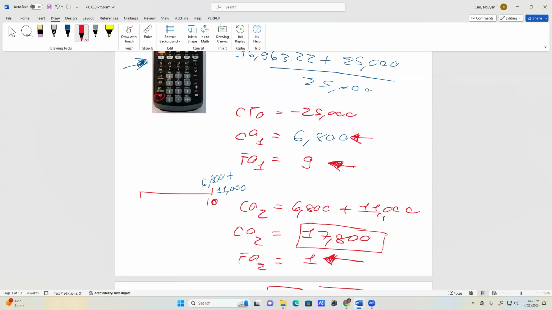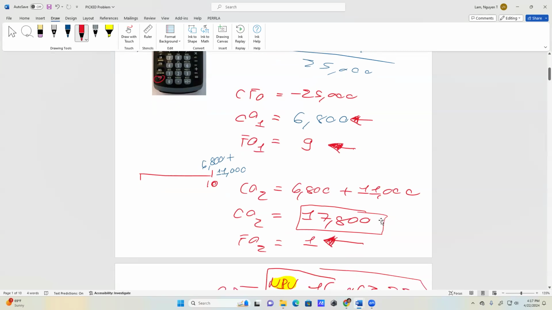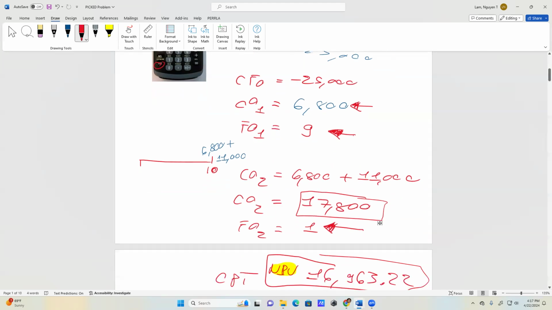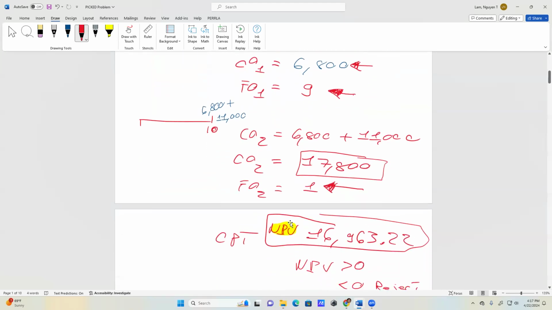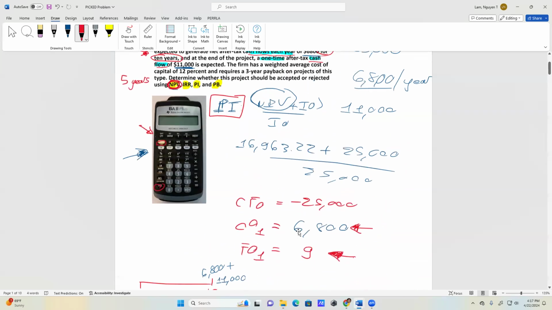11,000, that is 17,800. Hit enter, down. All right, for FO2, this payment only happened one time, so enter, down. All right, so from before you hit compute NPV, right? But this time you have to hit compute IRR. Because this one is asking to find IRR, what you do is hit the compute button, hit IRR, compute IRR.